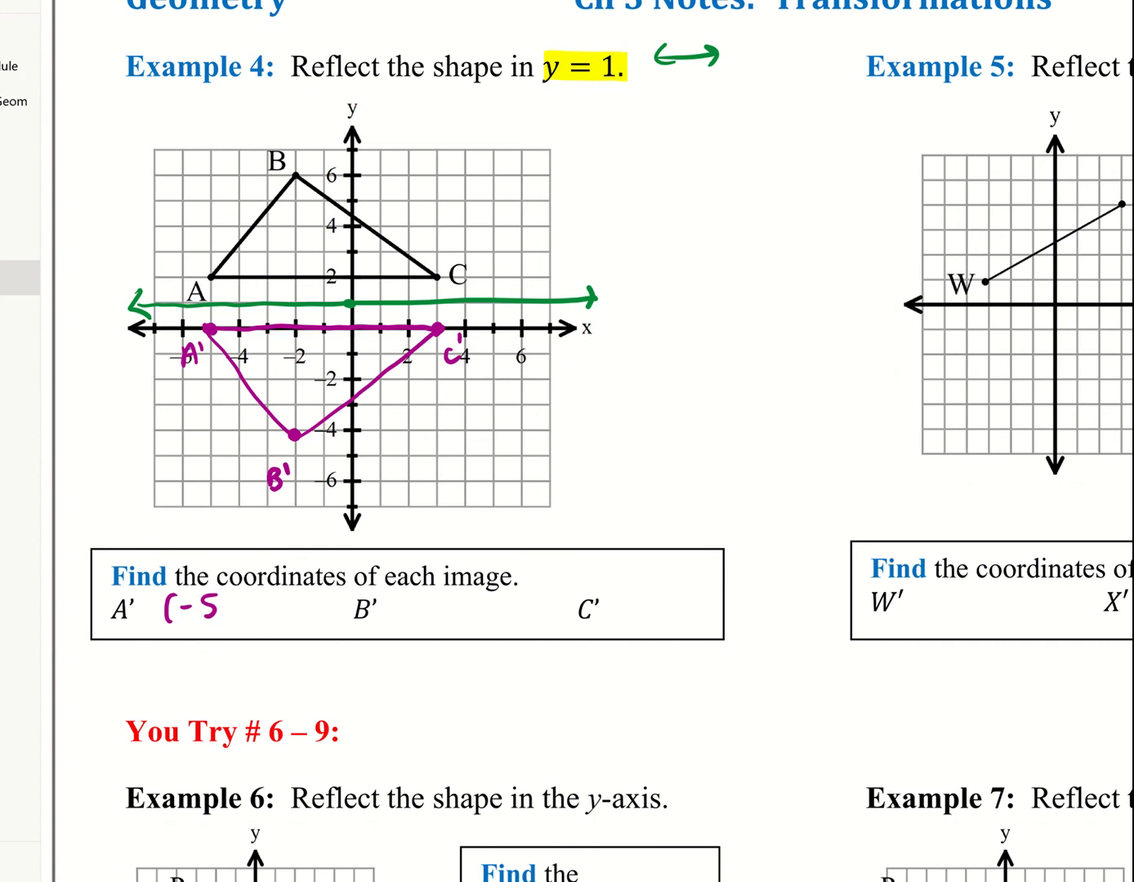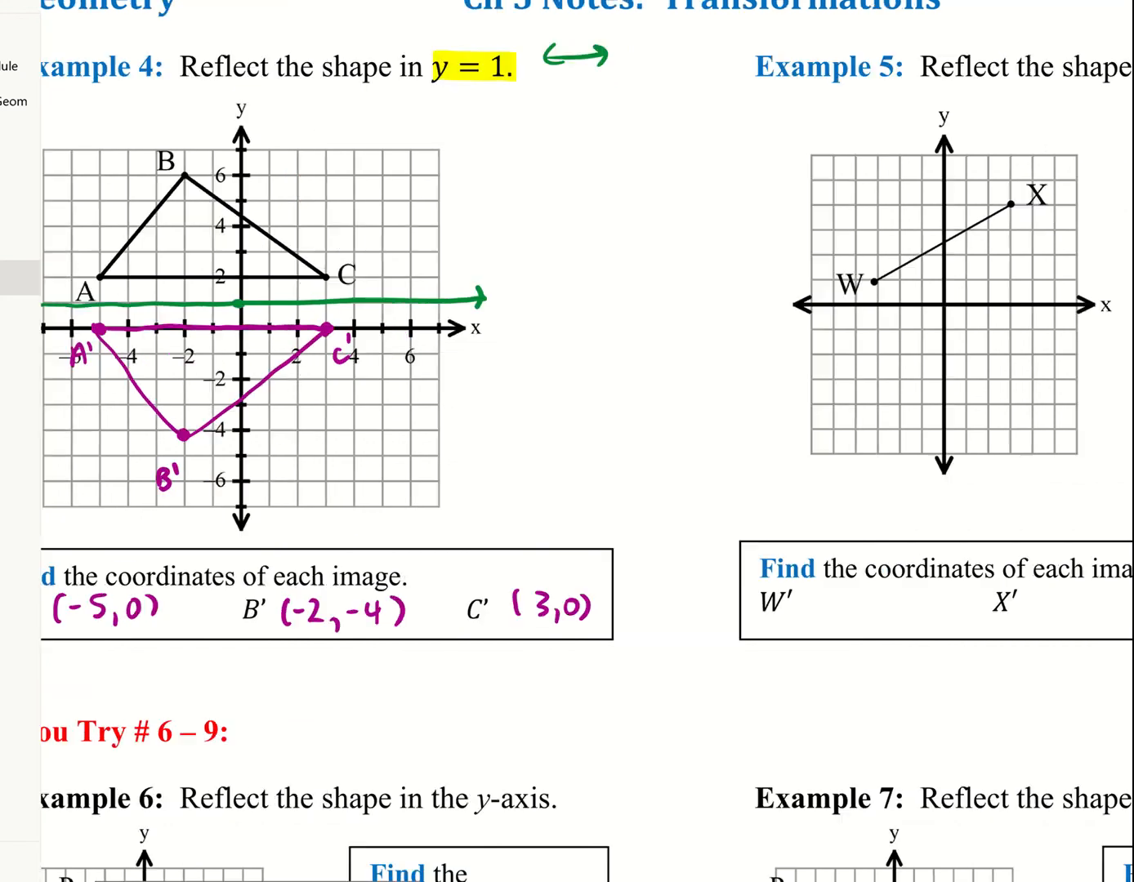A prime is at (-5, 0). Notice my x-axis is still here. I'm still naming points by my x and y axes. B prime is at (-2, -4). C prime, or that was B prime, pardon me. C prime is at (3, 0).